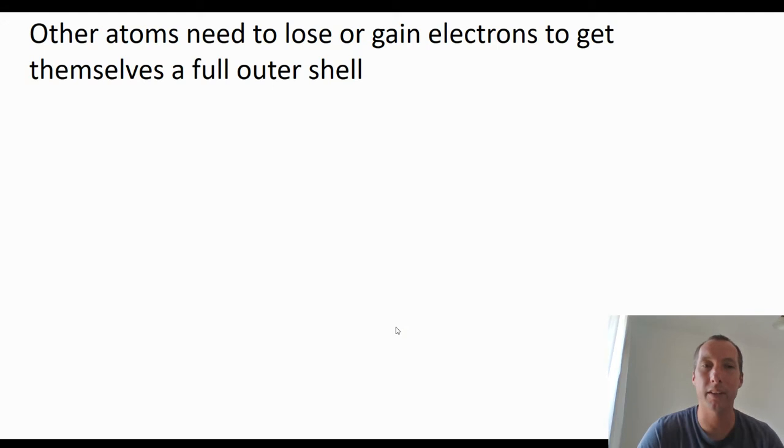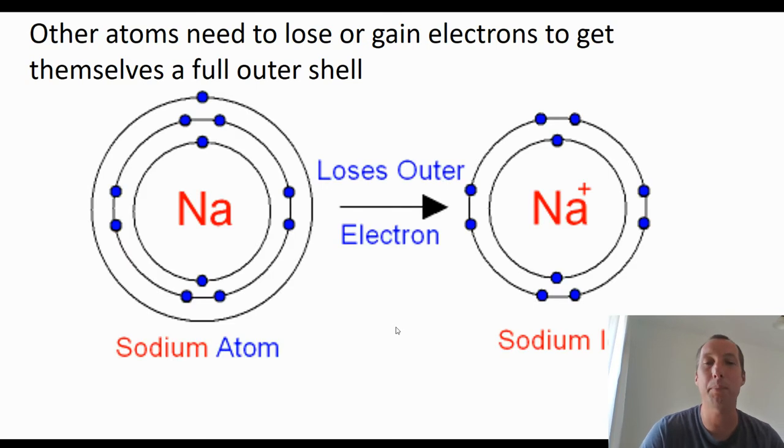But all other atoms are going to try and lose or gain electrons to get themselves a full outer shell. Okay, and we're going to talk about how they do this. Okay, and they become an ion. So, for example, sodium. Sodium has 1 electron in its outer shell. So what it really wants to do is lose that electron. Okay, and once it's lost it, it's got a full outer shell. So sodium will lose the electron.